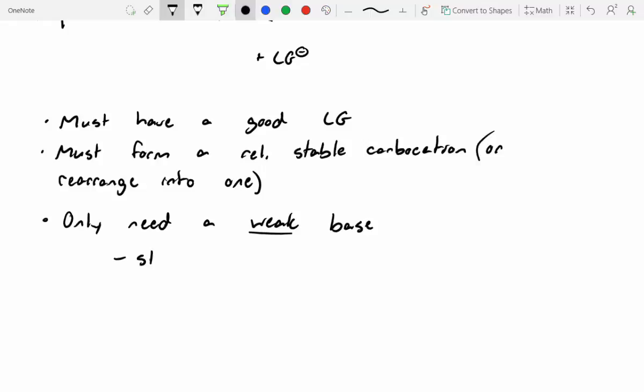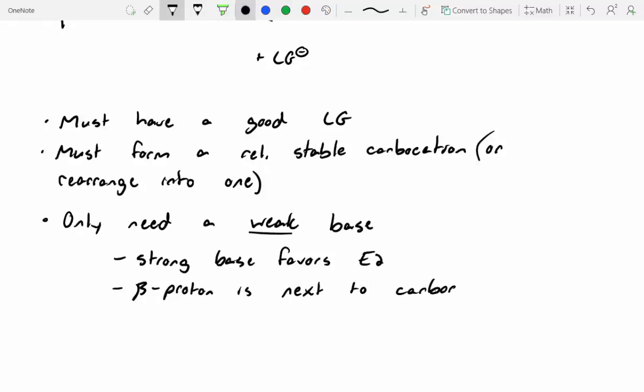And like we said, a strong base favors E2, not E1. And we said that our beta proton is next to the carbocation. A lot of people get confused and they say, well, what if there's a rearrangement? That means that your beta position will actually move to the carbon containing protons next to your new carbocation center. So you have to account for that. The other nice thing with this is that your beta protons don't need to be anticoplanar.